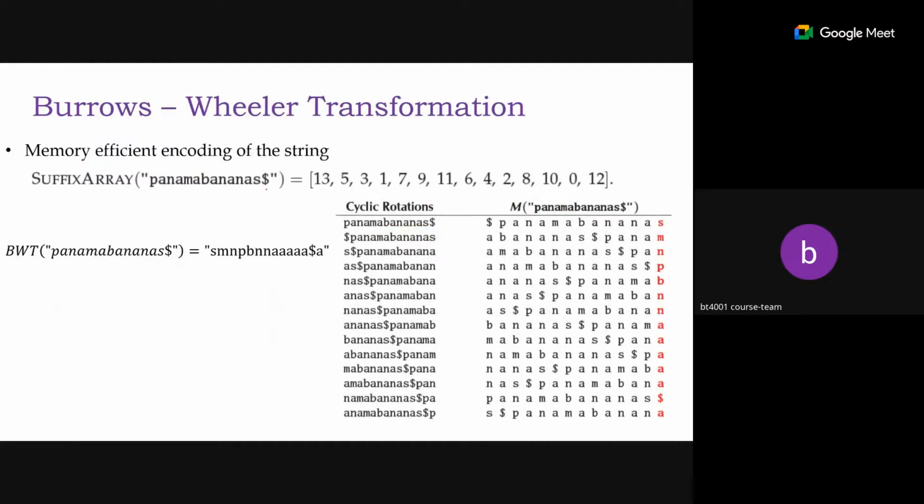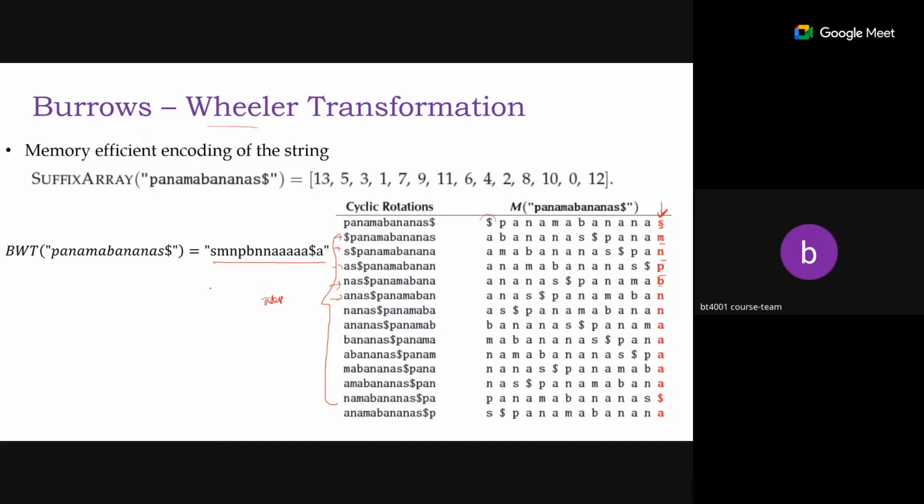For the Burrows-Wheeler transformation, we have this string. We cyclically rotate the string multiple times, and we get multiple strings. Each of these cyclic rotations can be considered as one string. We sort all of these strings in alphabetical order. Once sorted, we take the last character of each of these strings and combine them to form one string, which is the Burrows-Wheeler transformation of the original string.